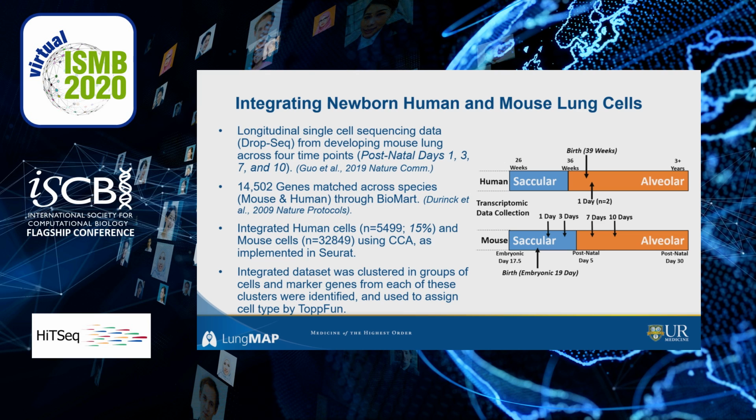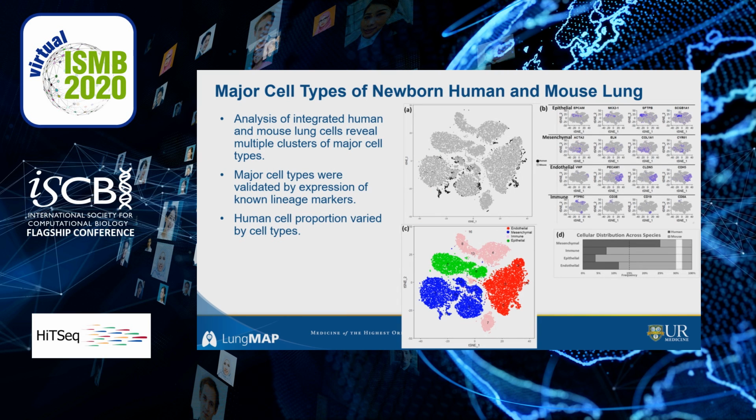For that, we used 14,500 genes that were matched through Biomart. So in all, we had almost 5,500 human and close to 33,000 mouse cells. We integrated them using CCA and clustered, and each of the cluster markers were used for cell type identification. So similar to the human cells, the integrated data also had those four major cell types, identified using known markers.